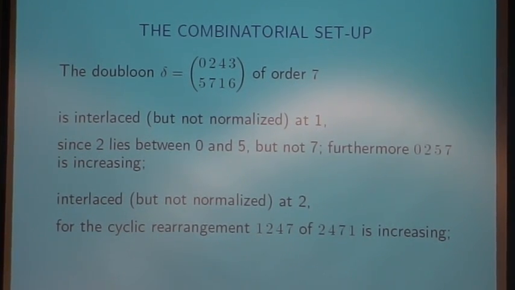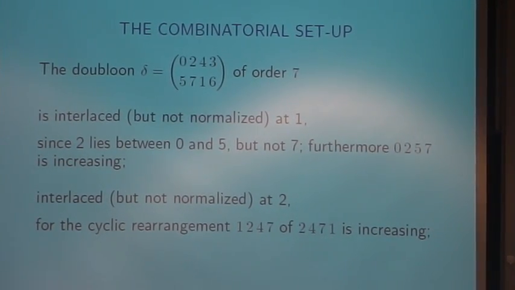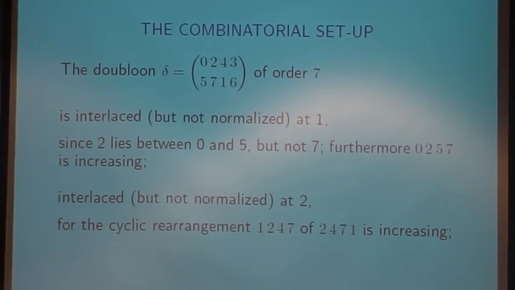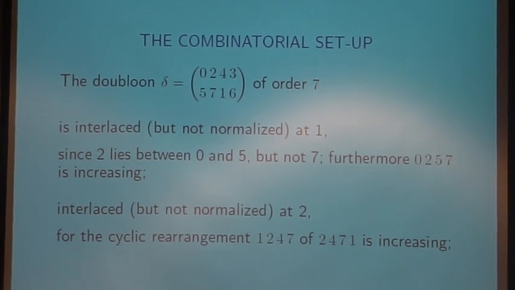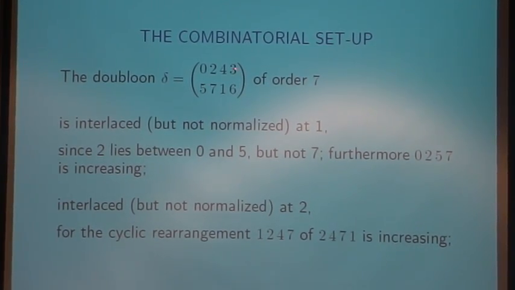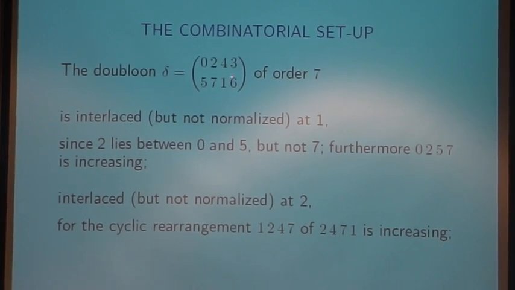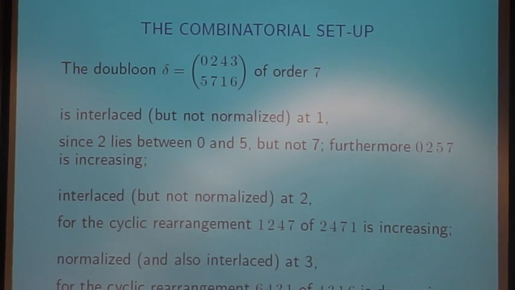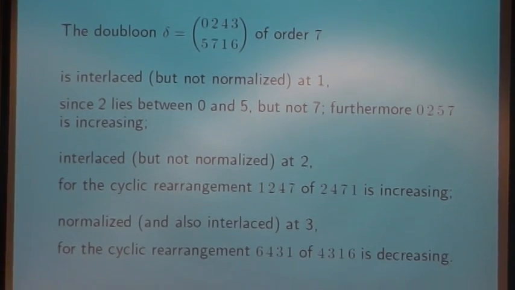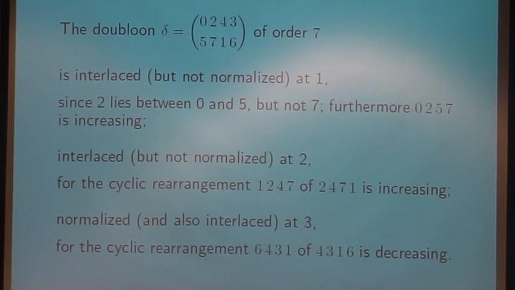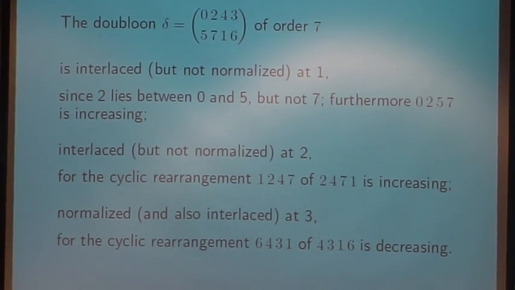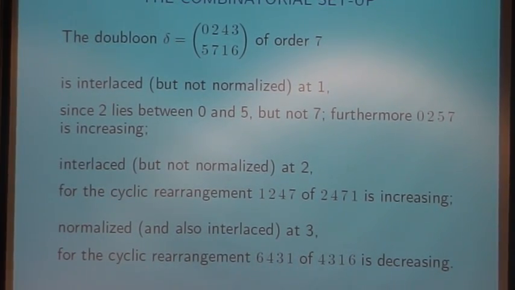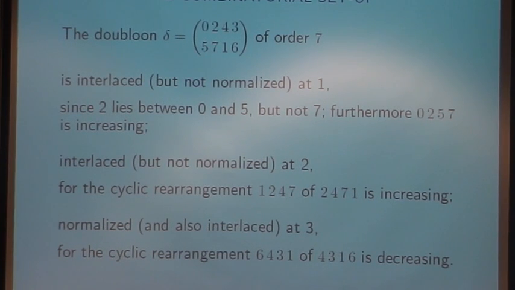Now at 2, you have 4, which is between 2 and 7, but not 1. And finally, 3 is between 1 and 4, but this one is even normalized, because the cyclic rearrangement 6, 4, 3, 1 is decreasing. So in here we have a doubloon which is interlaced at 1, interlaced at 2, and normalized at 3. Okay, what do we do?